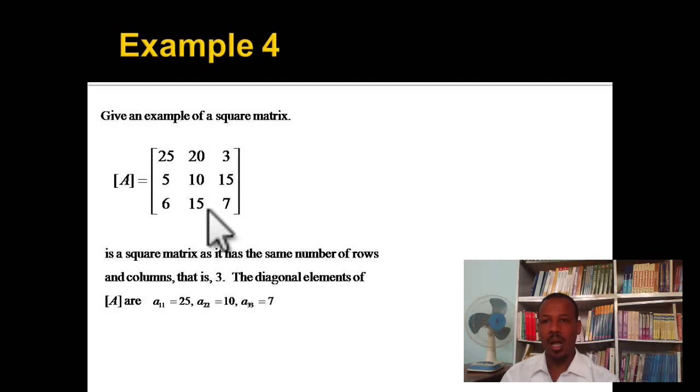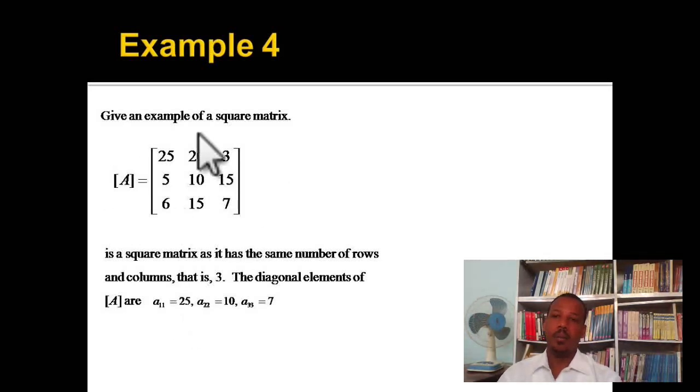Look, how many rows does this matrix have? 1, 2, 3. It has 3 rows. And how many columns? Let's count. 1, 2, 3. It has 3 columns. So the number of rows and the number of columns are equal, 3 and 3. Therefore, this matrix is said to be a square matrix.